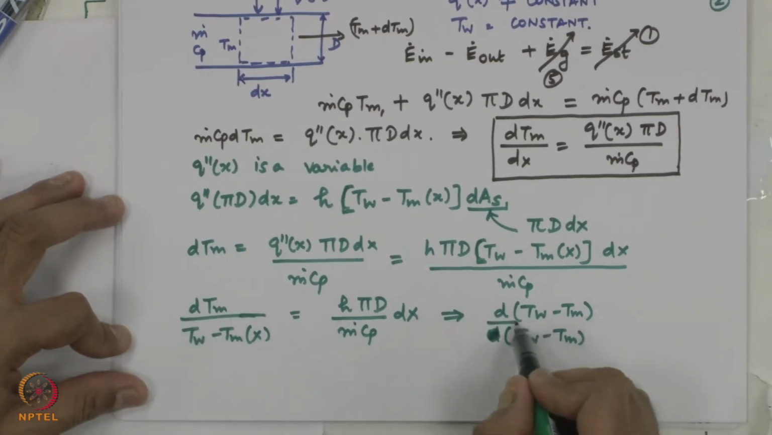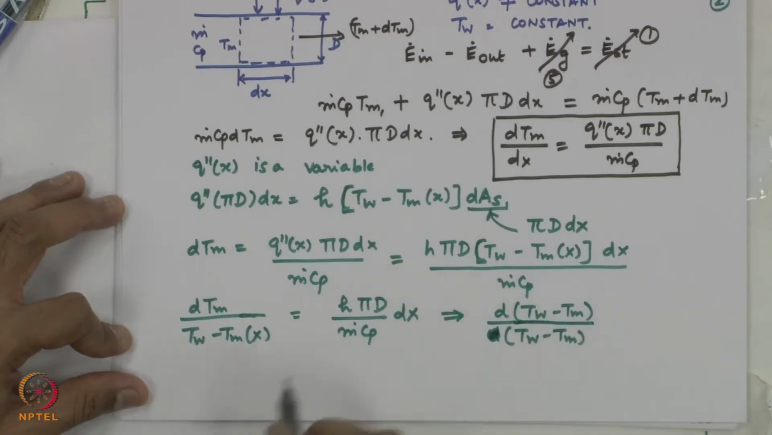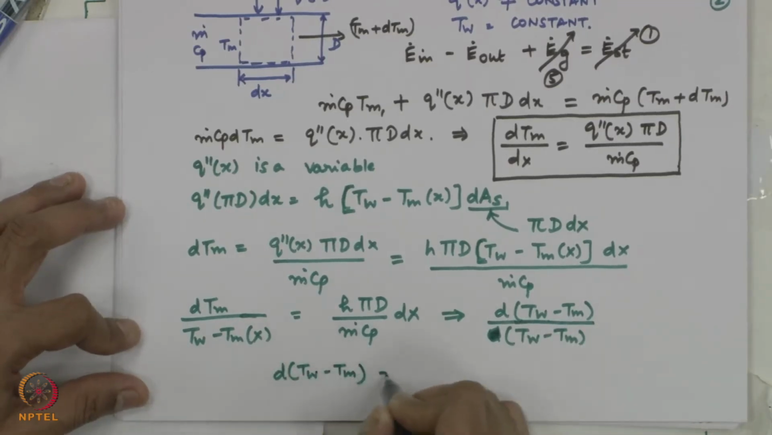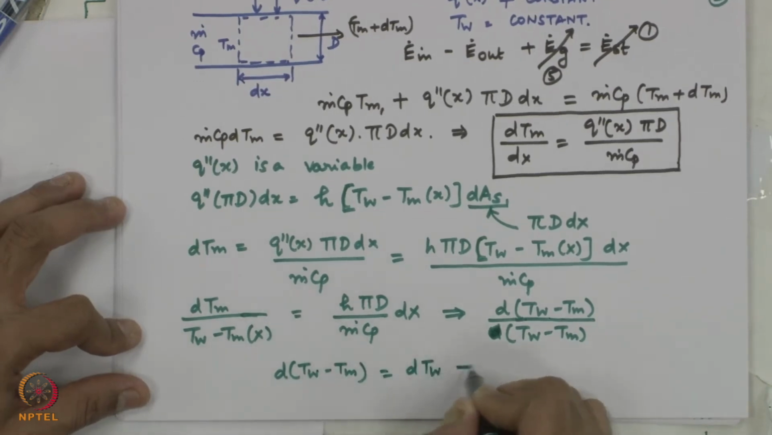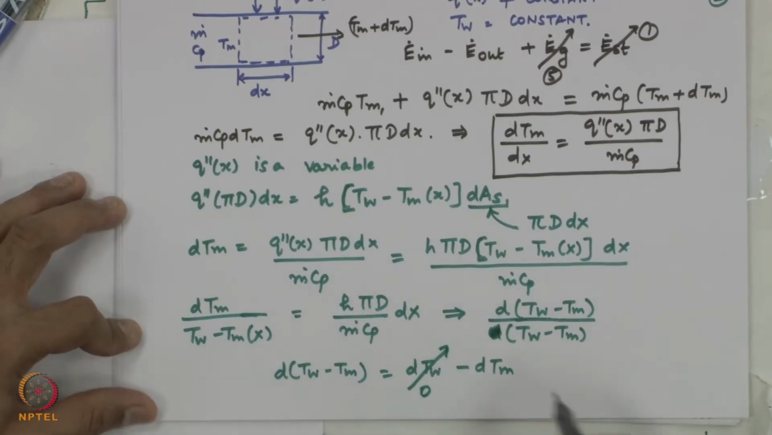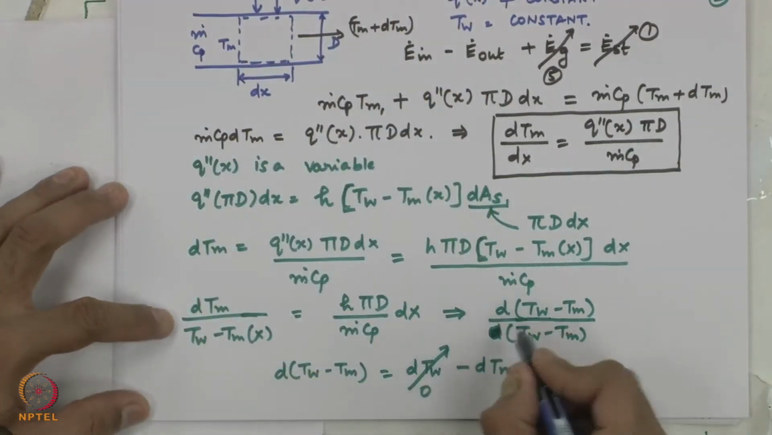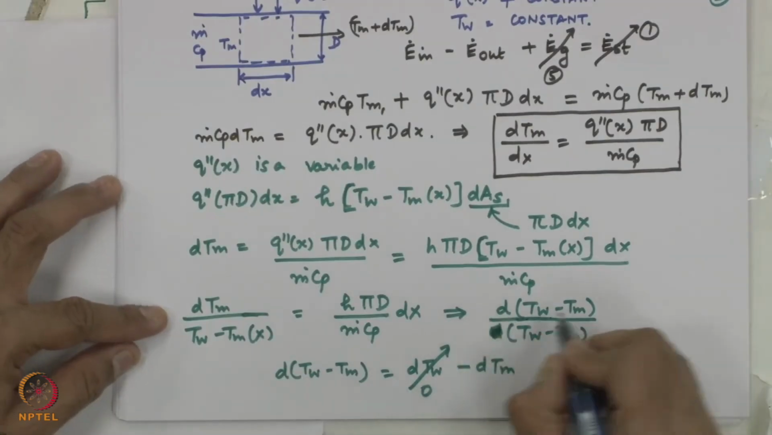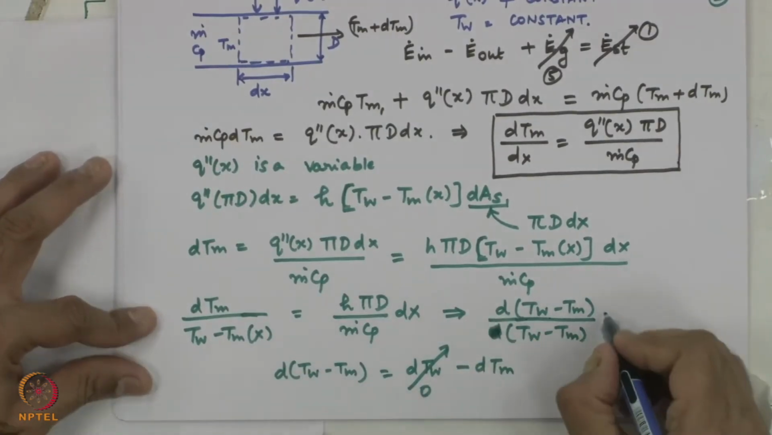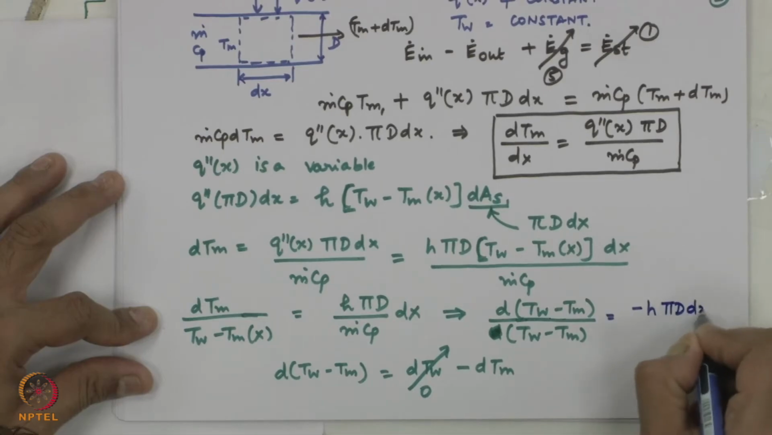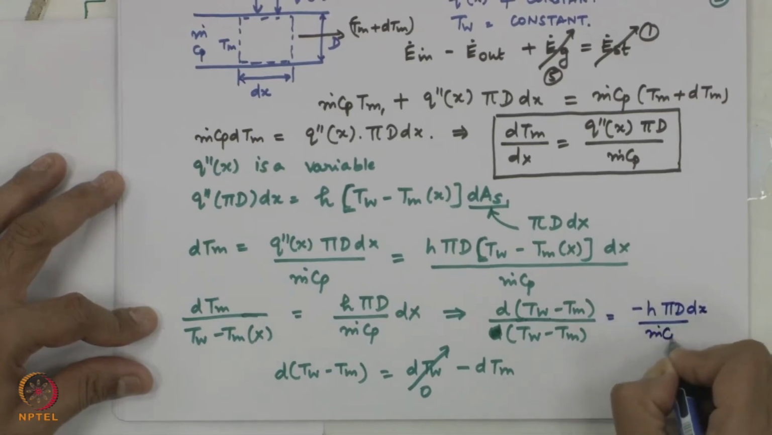What is the derivative of T wall minus Tm? T wall is a constant, remember. d(Tw minus Tm) is equal to dTw minus dTm. What is the derivative of T wall? 0, because it is a constant. So, we have written the numerator of the left hand side just by a simple manipulation this way. There needs to be a minus sign, which we are going to absorb in the right hand side, h pi d dx by m dot Cp.